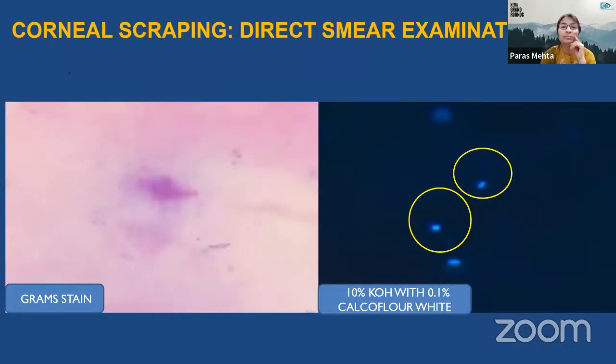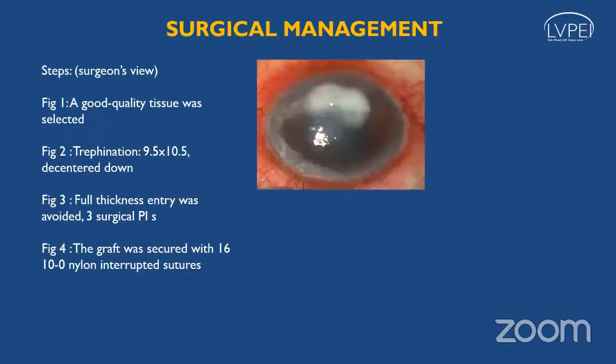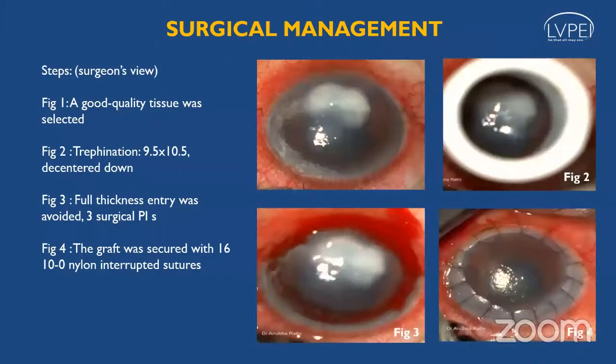Corneal scrapings were taken and revealed microsporidia spores in both Gram stain and 10% KOH with 0.1% calcofluor white, as shown here in the circles. Therefore, the diagnosis of stromal microsporidial keratitis was confirmed. Management options of medical therapy with topical fumagillin and voriconazole versus surgical management were discussed, and in view of the long-standing history and inability to do frequent follow-ups, the patient preferred to undergo surgery. A good quality tissue was selected and trephination of 9.5 by 10.5 mm was executed to include the affected tissue. 3 surgical PIs were made and the graft was sutured with 16 10-0 nylon interrupted sutures.